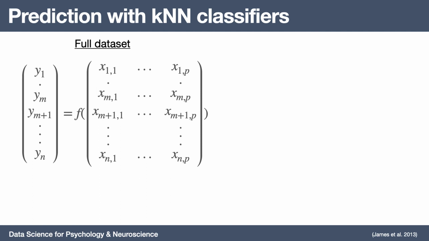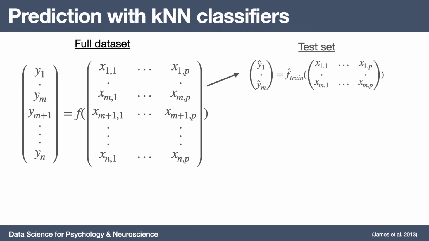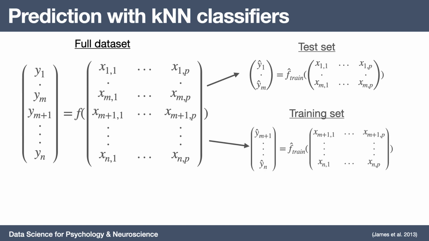So if we have a full data set that you're trying to run a classification question on, so let's say y is just a binary state and you have several x's, in order to test the generalizability of your kNN classifier at a particular k, what you would do is set aside a set of observations, say m observations here, that will be your test set, so you don't touch those. You take the rest of the data set, m plus 1 through n, and use those as your training set.